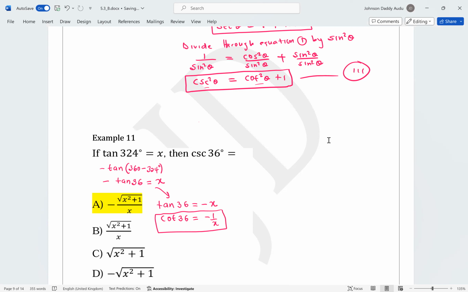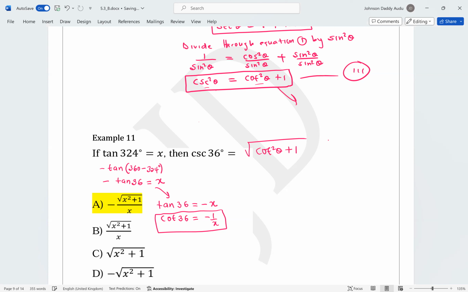Now, we know there is a relationship between cosec and cotan. So this is going to be cosec, remember, cosec 36 is going to be plus or minus the square root of cotan squared theta plus 1. I'm using this formula. But now, do we use plus or do we use minus? We're going to use plus because, why?